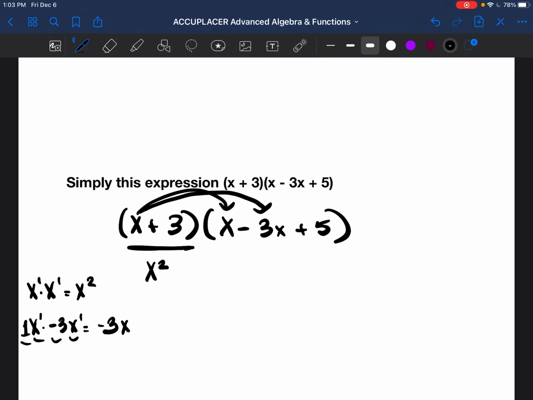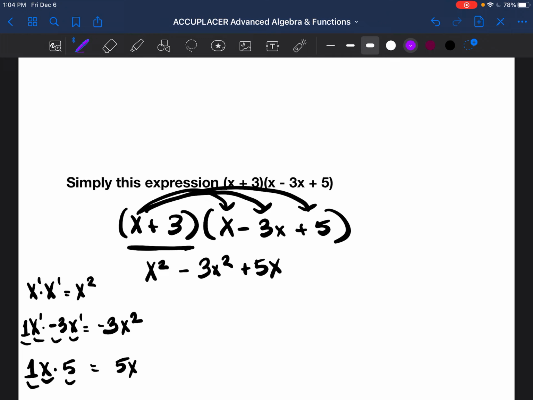So negative 3x squared. And then we're going to do x times 5. We're going to put an invisible 1 there. 1 times 5 is 5. There's nothing to multiply the x by, so the answer is 5x. And we are done using the x.